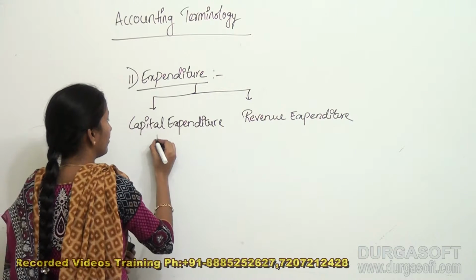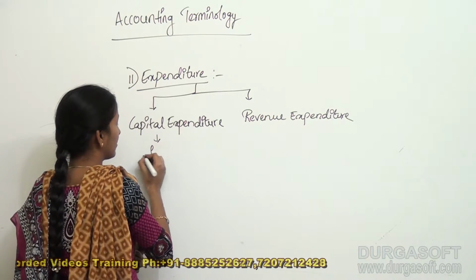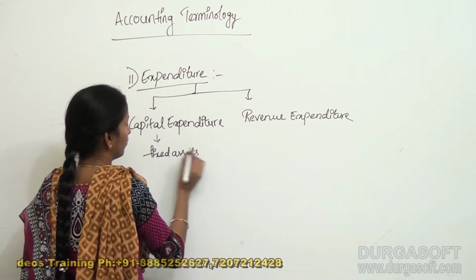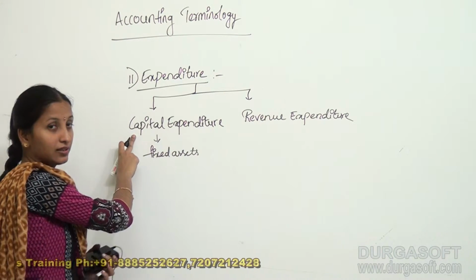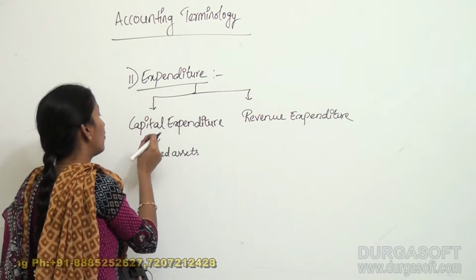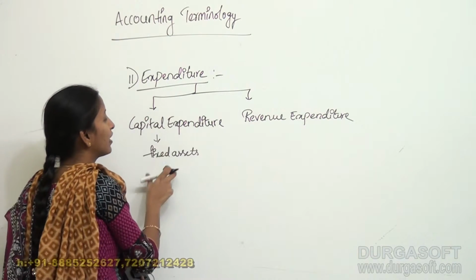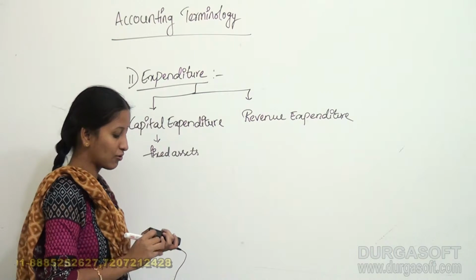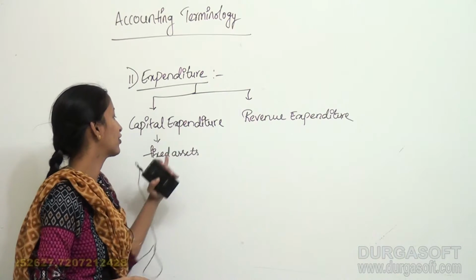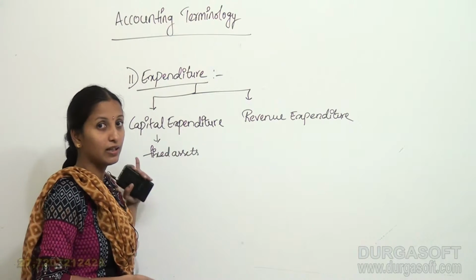Capital expenditure is nothing but all fixed assets. Capital is nothing but, I already said, whatever the owner is investing. On that investment we are purchasing some assets, and those types of assets are called fixed assets. That's why in capital expenditure all fixed assets should be recorded.